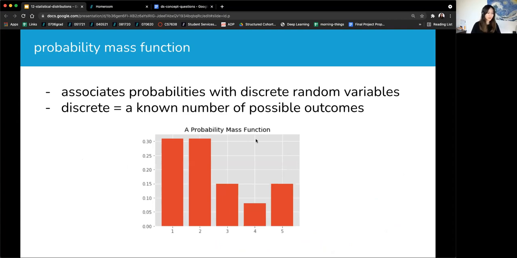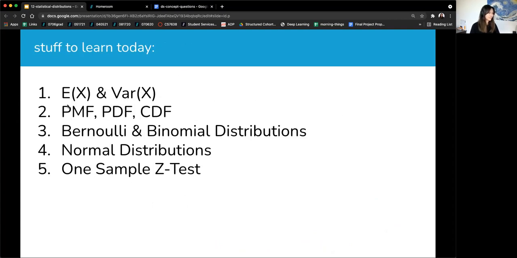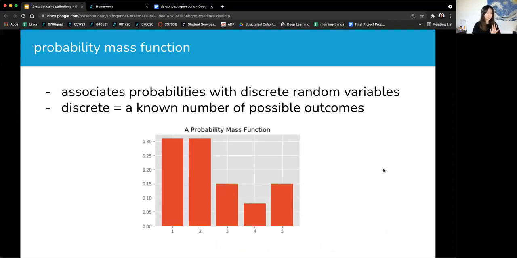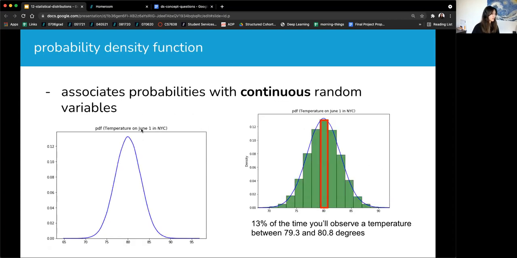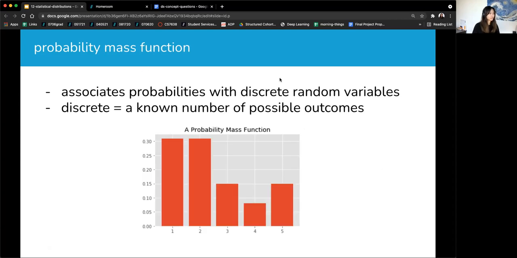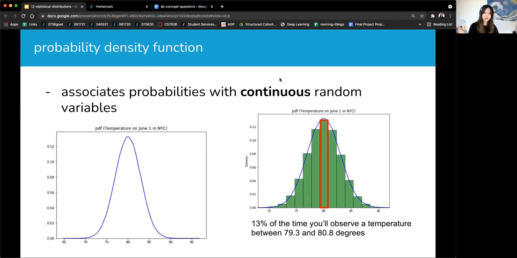Next, we're going to talk about the probability mass function, which is the first of these three acronyms. A probability mass function is just a function that shows you the associated probabilities with discrete random variables. For this case, let's just imagine that this is some 5-sided dice, and these are the probabilities of each outcome. We're going to compare this in a bit to a probability density function. It's important to know that a mass function is for discrete variables, and a density function is for continuous variables.